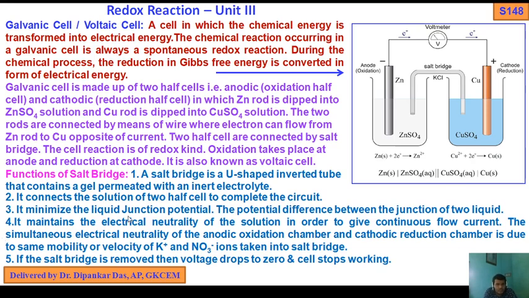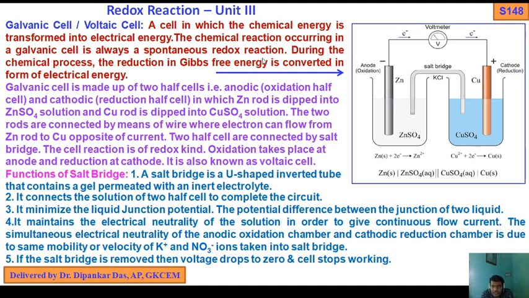It minimizes the liquid junction potential, the potential difference between the junction of two liquids. It maintains electrical neutrality, that is the main point. If there is no salt bridge, then the flow of electrons will last only for a moment, because the zinc rod continuously loses its weight.